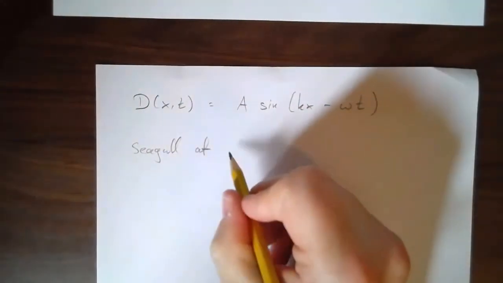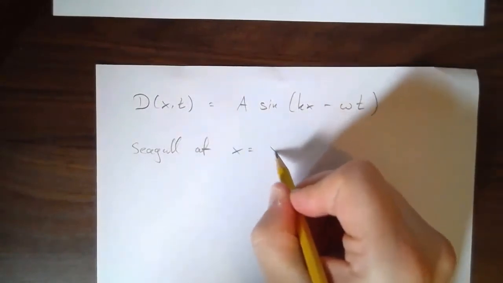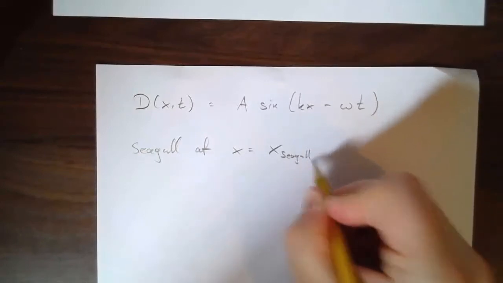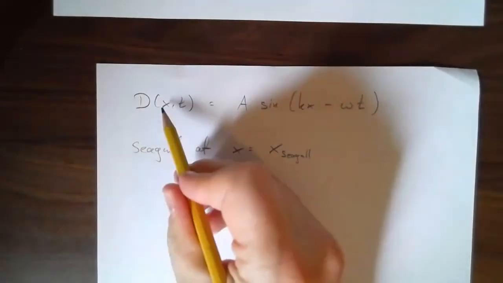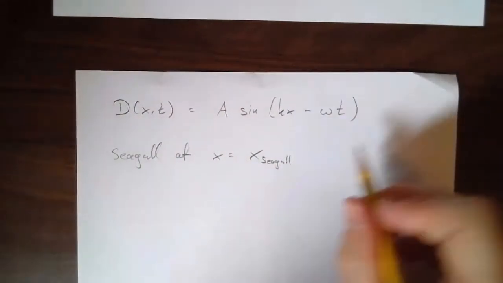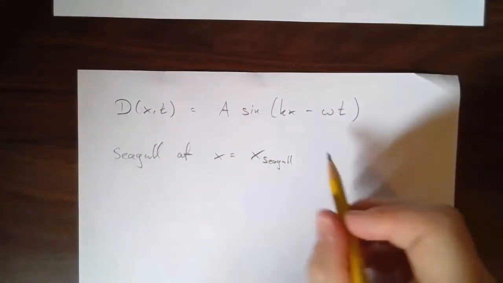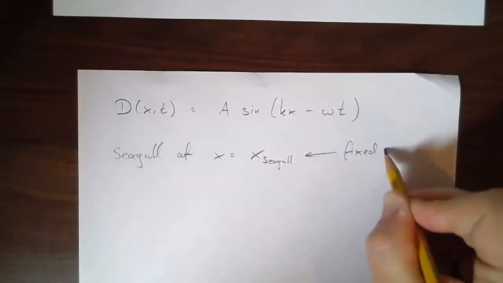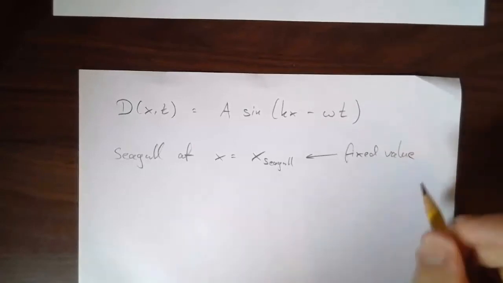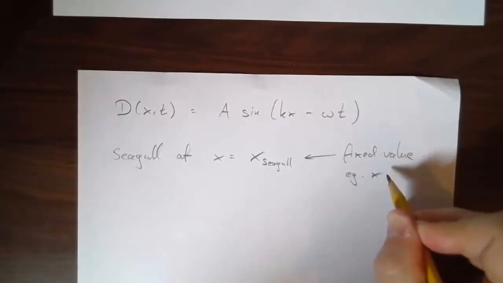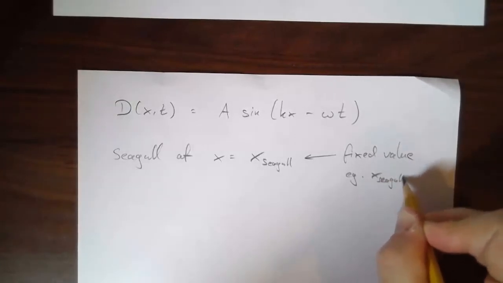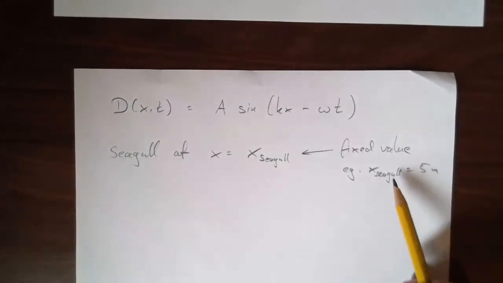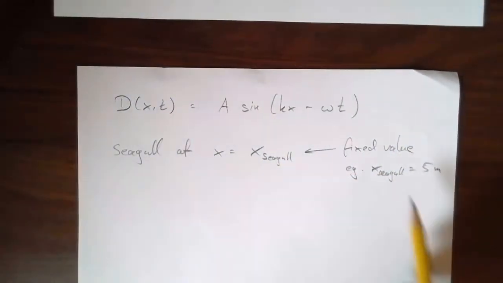Seagull at x equals x seagull. Right, so this was my variable. I can plug in a value. This is a fixed number. Maybe it's position 5. Right. Fixed value, wherever the seagull is. E.g. x seagull equals 5 meters maybe from the shore or from wherever I've measured it, right? Doesn't matter. It's a fixed value, it's not a variable.